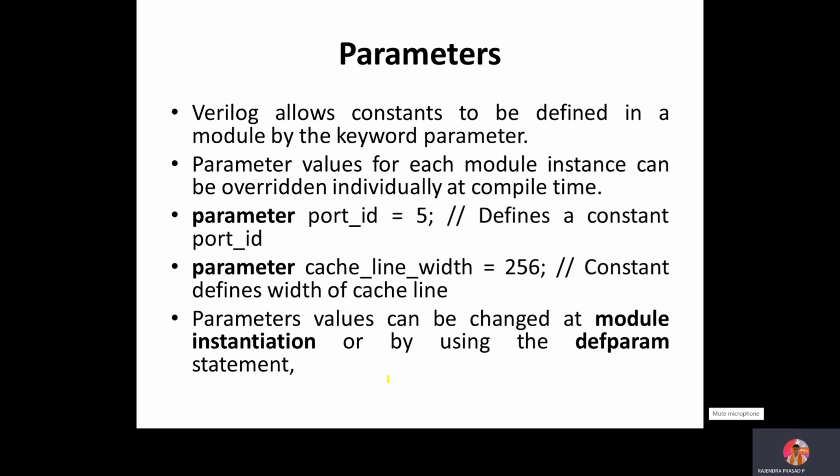Okay, Verilog allows constants to be defined in a module by the keyword parameter. Parameter values for each module instance can be overridden individually at compile time. So parameter port ID equal to 5, so I'm defining that one. Cache line width equal to 256, that I'm declaring as well. Okay. Parameter values can be changed at module instantiation or by using a different value.